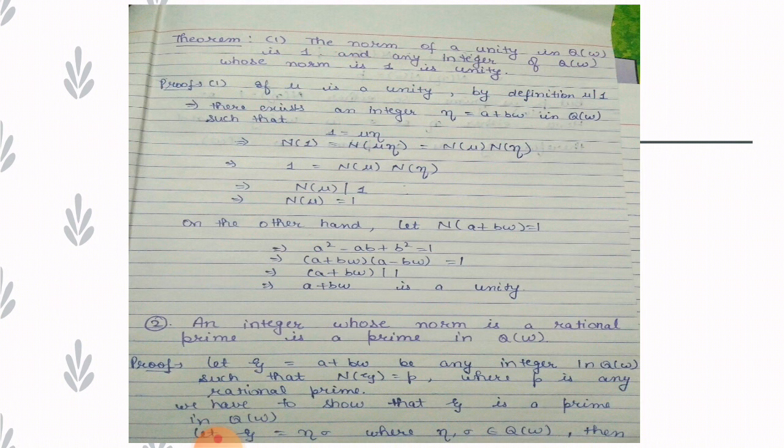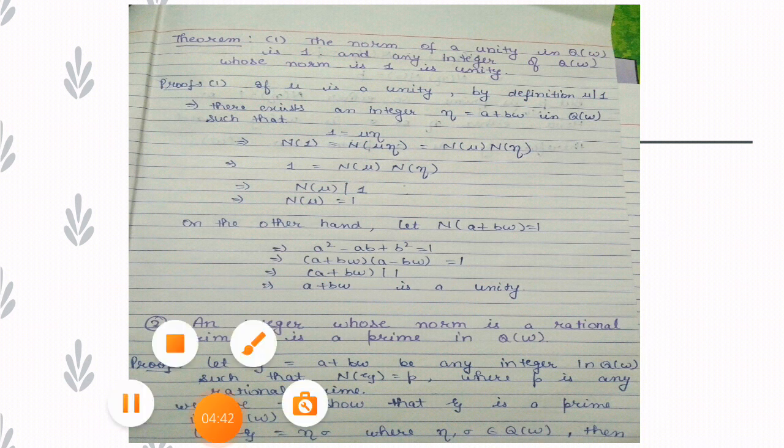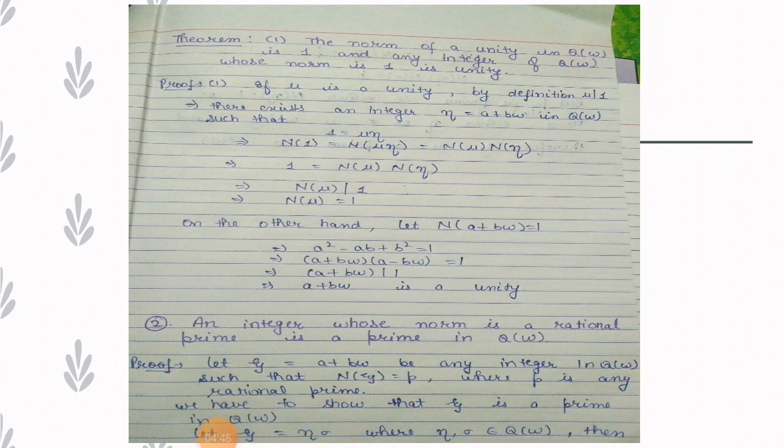Now let's take the second half of the theorem. Let norm of a plus b omega be equal to 1. We know that the norm of a plus b omega is a square minus ab plus b square, which is equal to 1. So we take the identity: a plus b omega into a minus b omega is equal to 1. So by divisibility, a plus b omega divides 1. So a plus b omega is a unity.